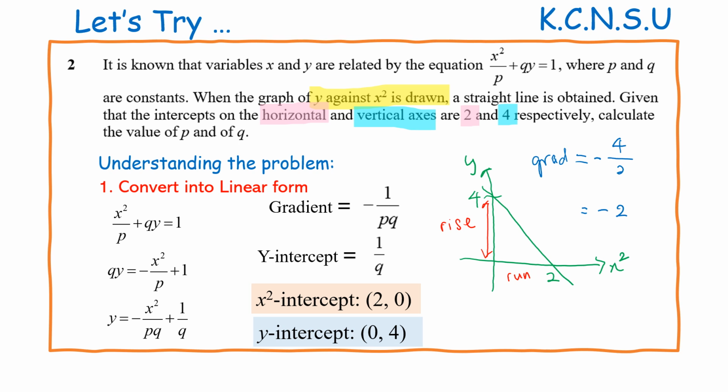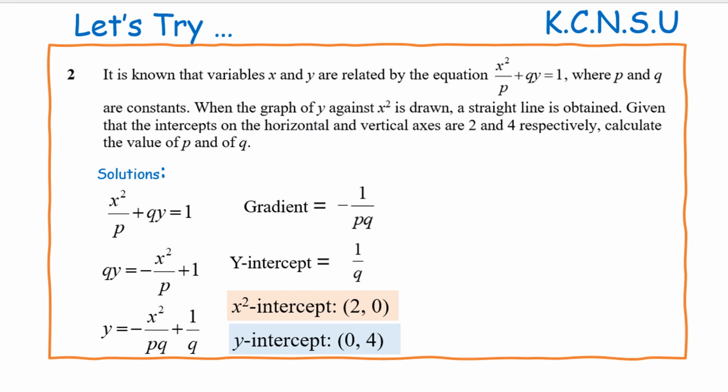With this gradient, and I also know that the gradient is equal to negative 1 over PQ, I can equate this to negative 2. But you notice there are two unknowns, so I am not quite done yet. What else do I know? I know that my y-intercept, 1 over q, is equal to this. With all this information, once I am able to find out the value of q, I am able to find out p easily. So with this, we are ready to find the unknown values of p and q.